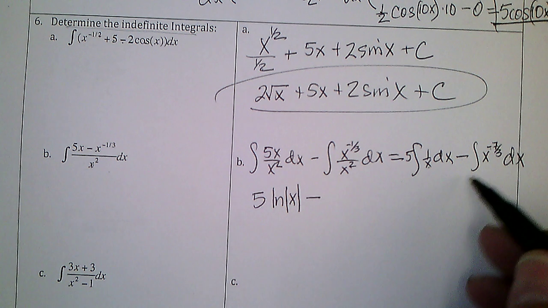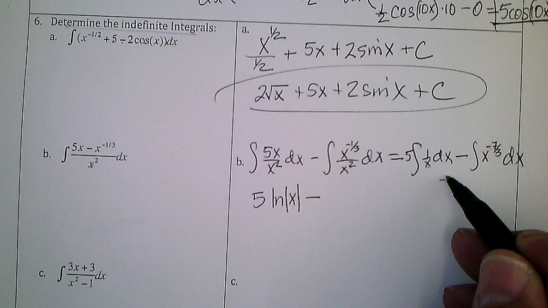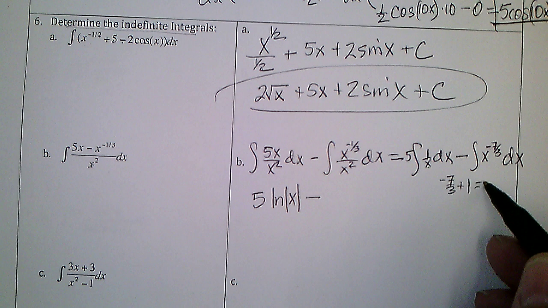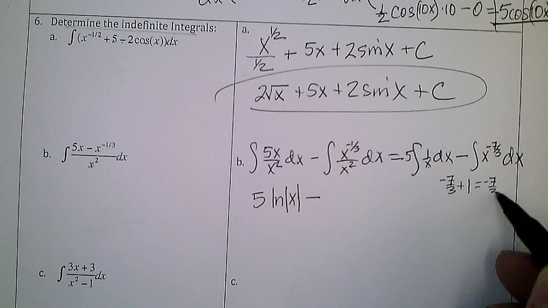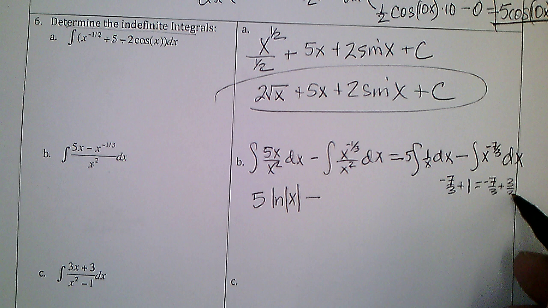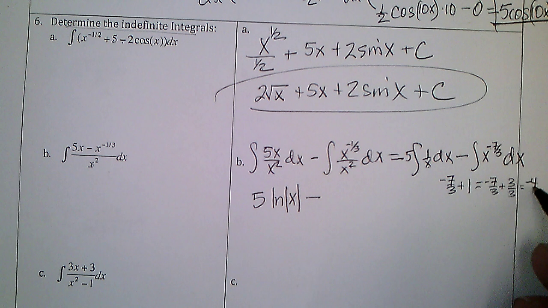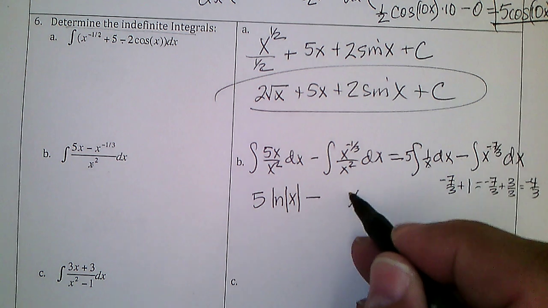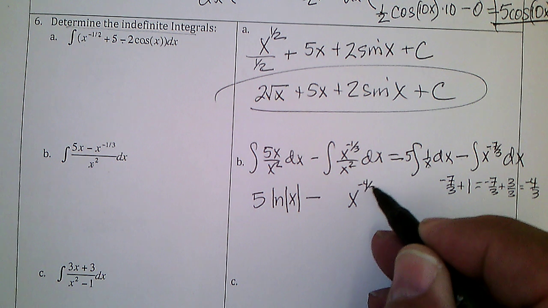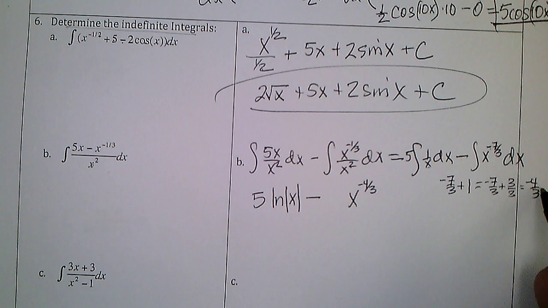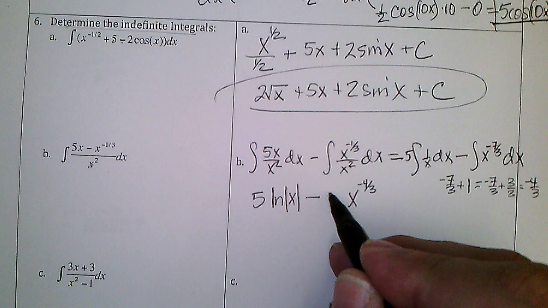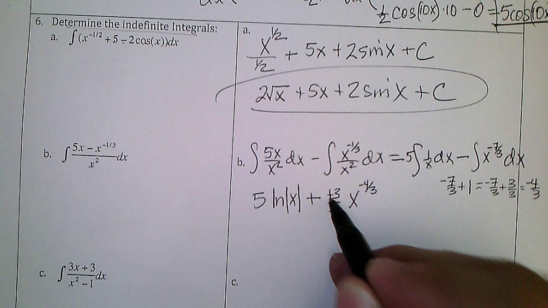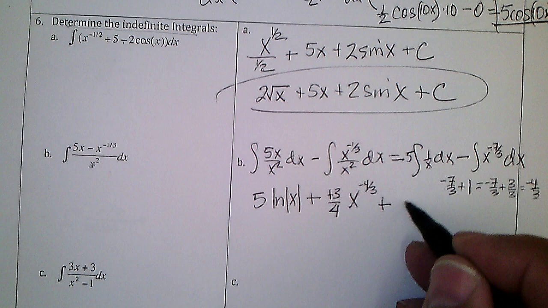so one more, negative 7/3 plus 1 would be negative 7/3 plus 3/3, which is negative 4/3. So the power is going to go to negative 4/3. And we have to divide by negative 4/3, which means multiply by negative 3/4. These cancel, plus c.